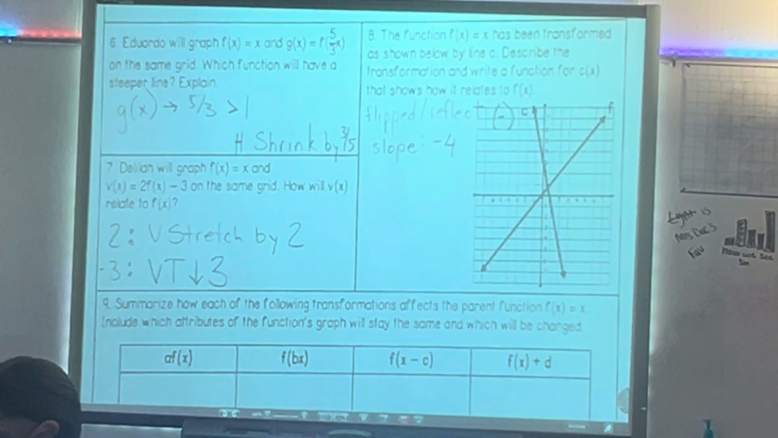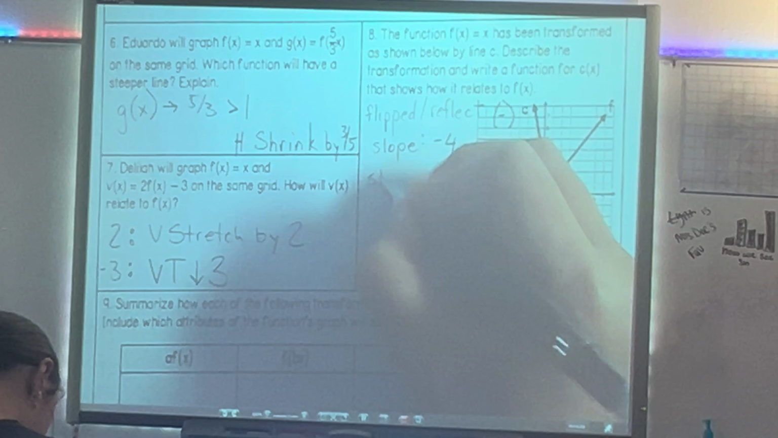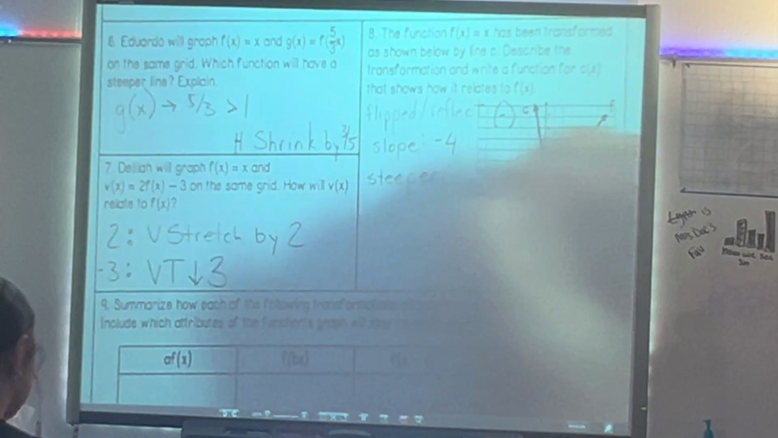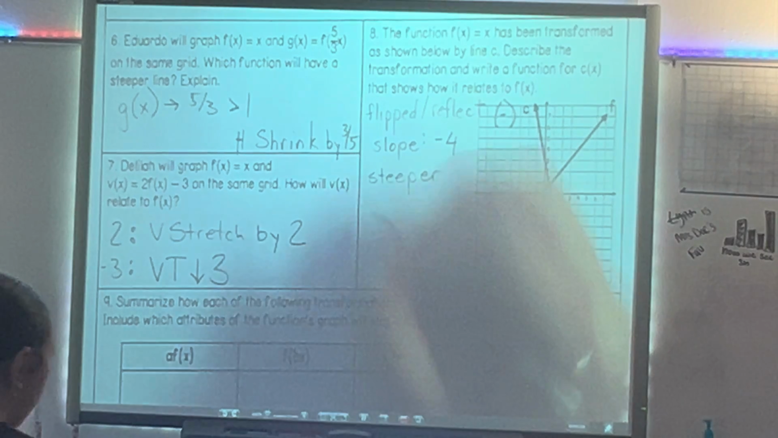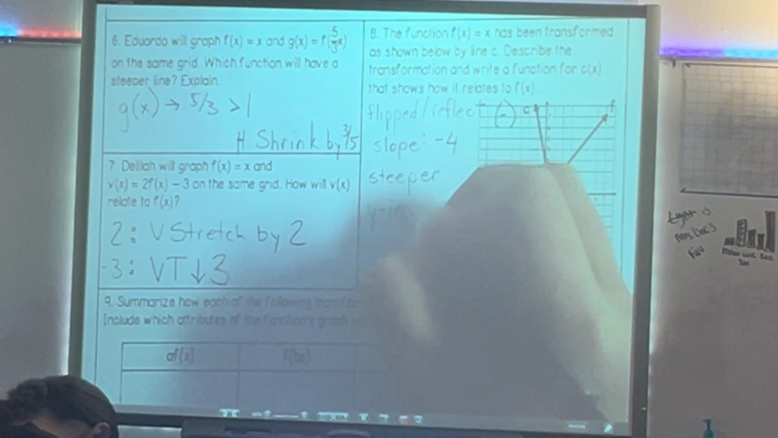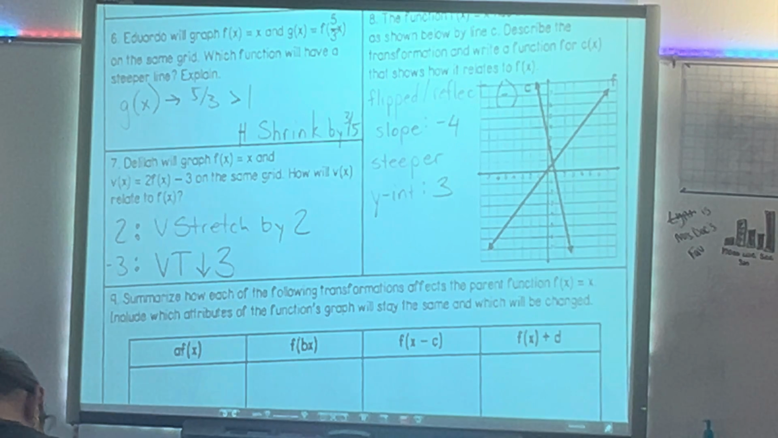Alright. So is this graph steeper or flatter than F? How do we know it's steeper? Yeah, it's more than 1. Yes, it's negative, but we're not worried about the negative. The negative has to do with the direction. But it is absolutely steeper. Are we okay with that? Alright, what is the y-intercept of my new graph? 3. Okay. So I flipped, I stretched, and I slid up the graph. Does everybody agree that that's what we did?